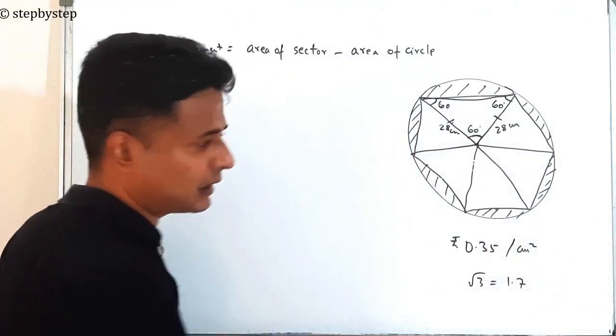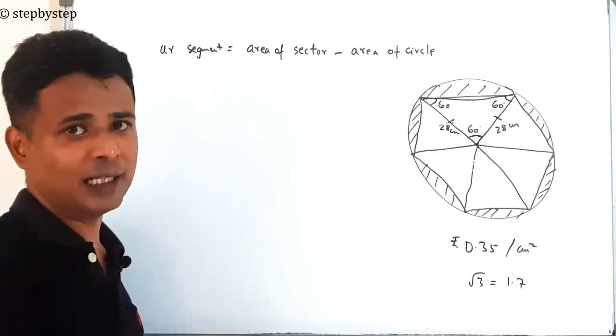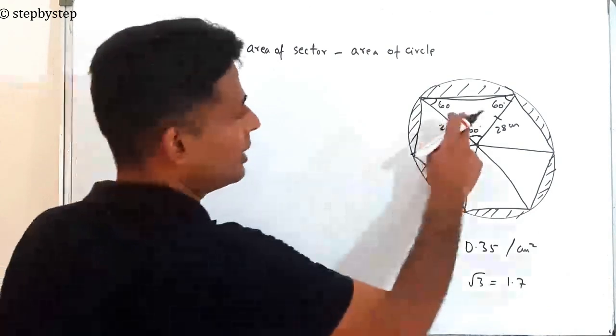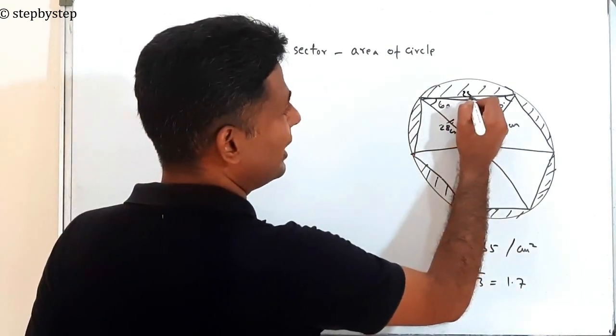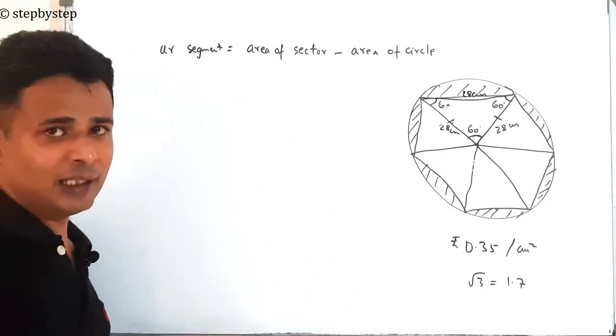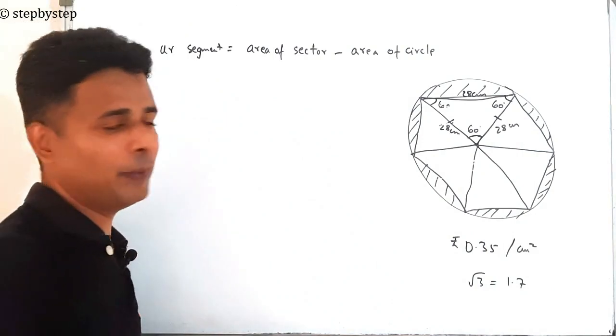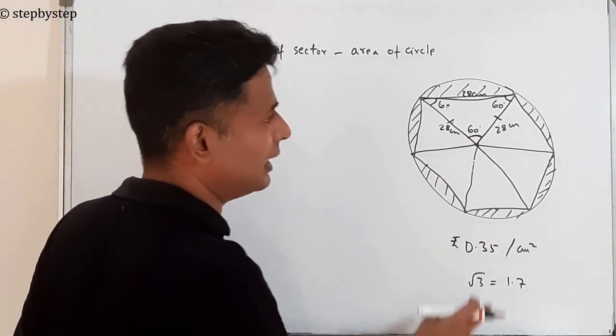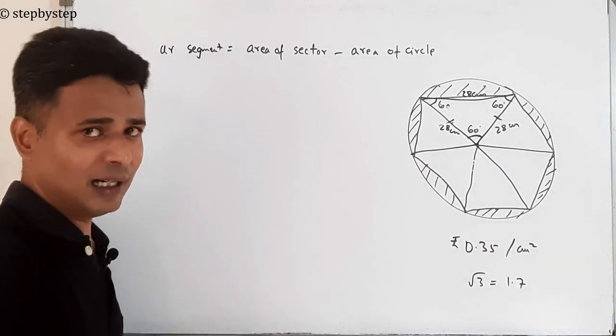Why? Because this is already 60. How much is remaining? Out of 180, 120 is remaining, which is equally divided. So 60 and 60. All three angles are 60 degrees, which means it's an equilateral triangle, which means this will also be 28 centimeters. So from now onwards, remember, in a sector, if you get an angle of 60 degrees and two sides are equal, it means it will be an equilateral triangle.